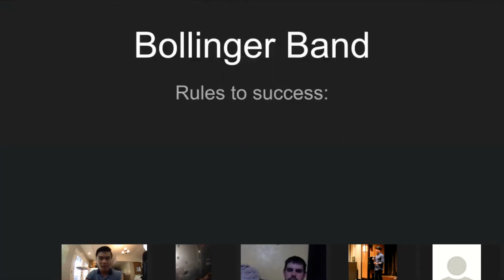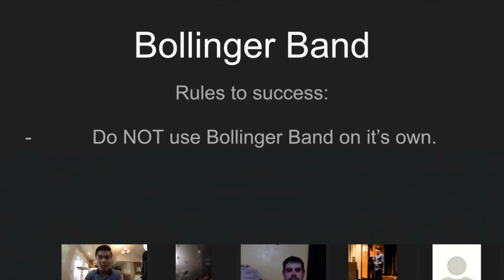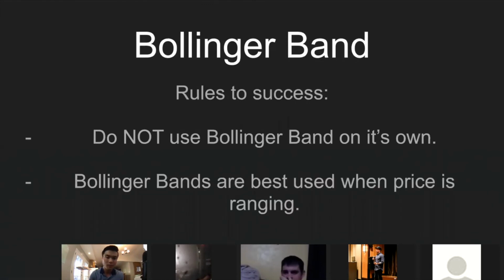So there are a couple rules to success using Bollinger Bands, and this can actually go for a lot of other indicators as well. Do not use Bollinger Bands on its own. So like I've been saying, do not use it on its own. You want to use it with other indicators such as RSI, stochastic, and MACD, and those are actually the ones we'll be going over after this. Bollinger Bands are best used when price is ranging.